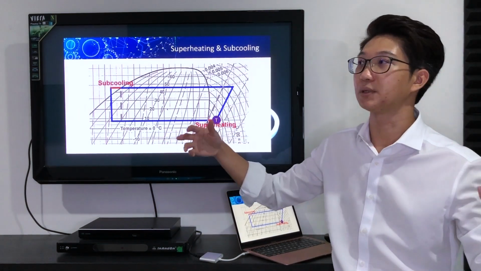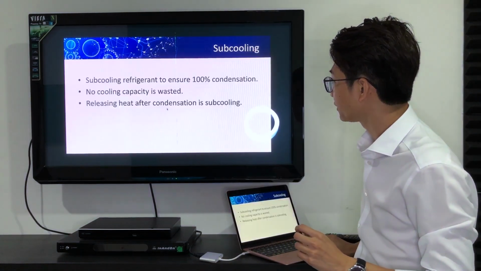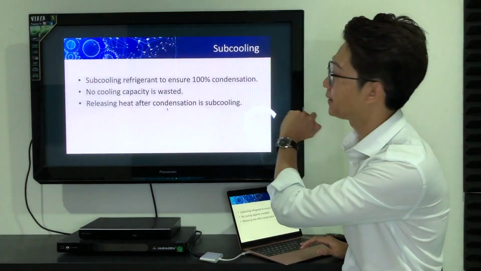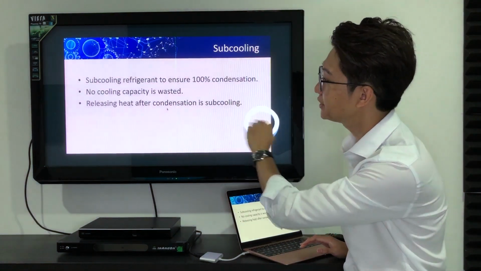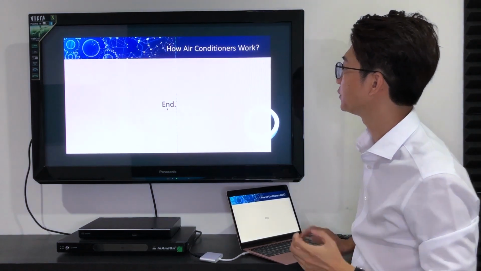If, for example, your superheat is too high, it's also the same, right? It will control accordingly. So we just said subcool, right? Ensure 100% condensation so that no cooling capacity is wasted. Alright? So that's about it.